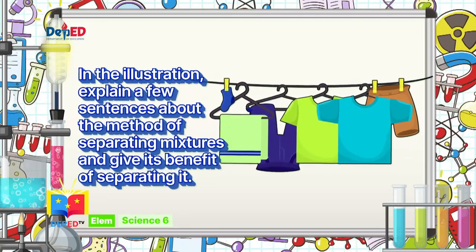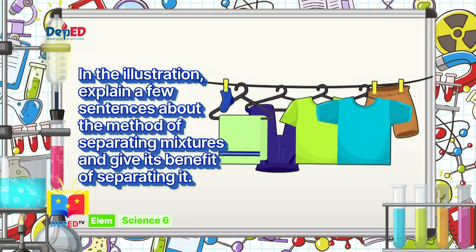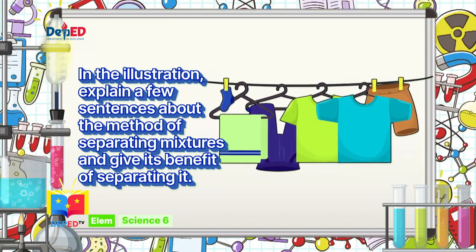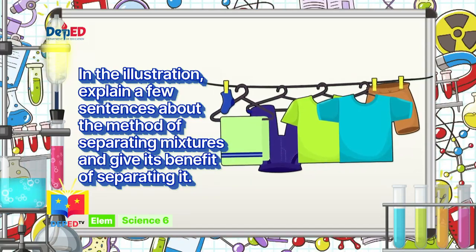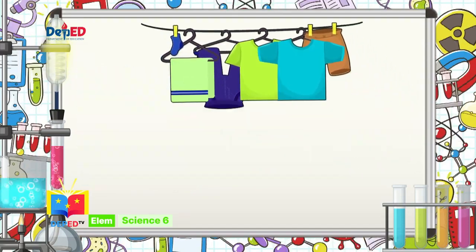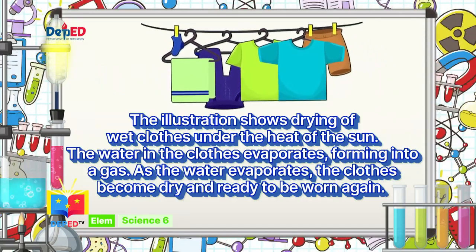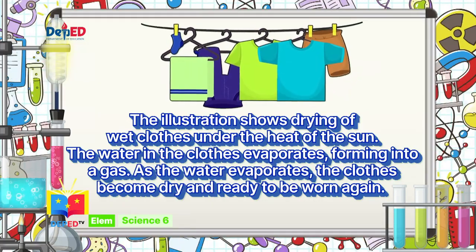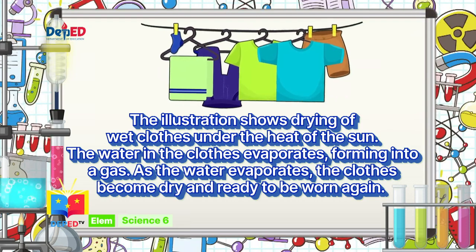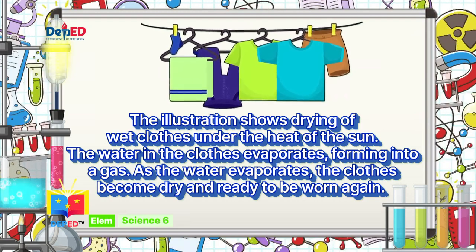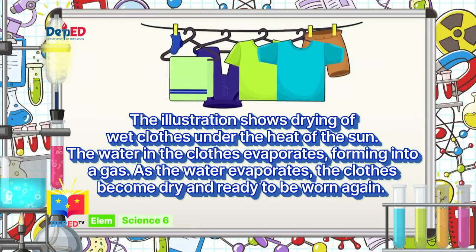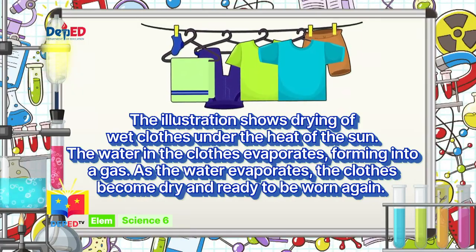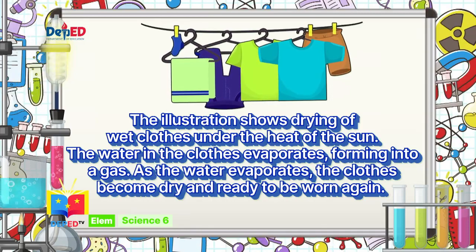Number 2. In the illustration, explain a few sentences about the method of separating mixtures and give its benefit of separating it. Great! The illustration shows drying of wet clothes under the heat of the sun. The water in the clothes evaporates, forming into gas. As the water evaporates, the clothes became dry and ready to be worn again.